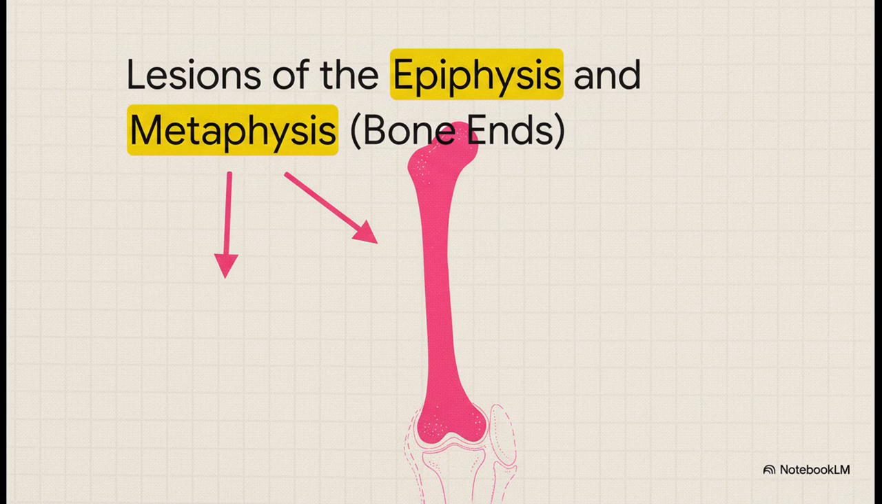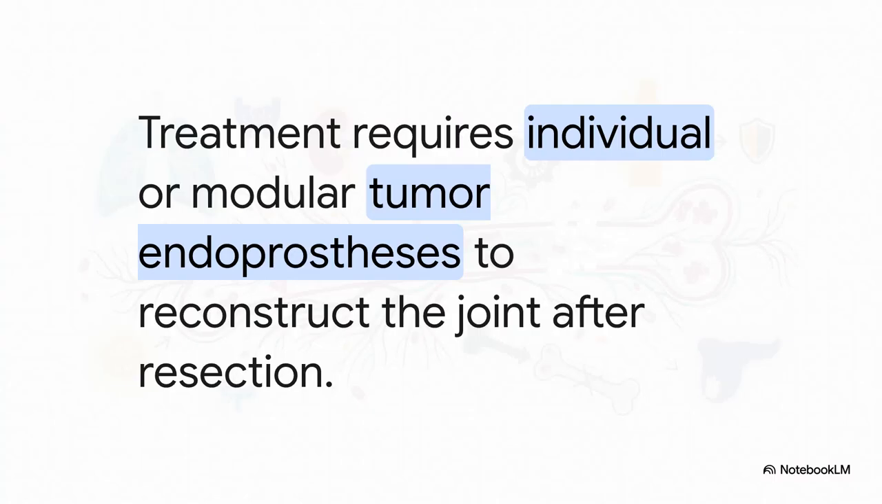Okay, now let's think about our second decision point. Lesions that affect the ends of the bone, the epiphysis and metaphysis, right near a major joint like the hip or the knee. In these spots, a simple nail just won't work because the destructive process has already compromised the joint surface itself. You can't just bypass the problem, you have to remove it. The solution here is to resect the tumor-ridden bone entirely and reconstruct the joint with an endoprosthesis. You can think of it as a specialized heavy-duty joint replacement that's designed to bridge a really large bone defect.